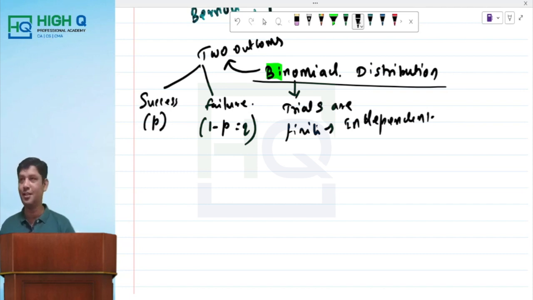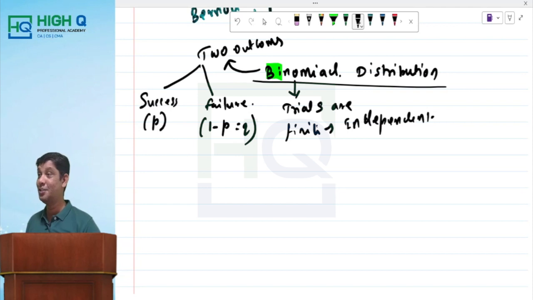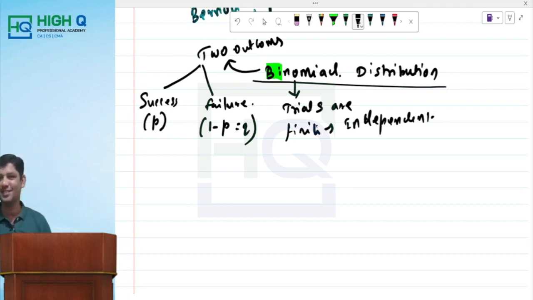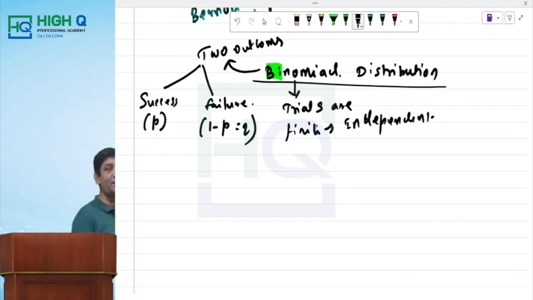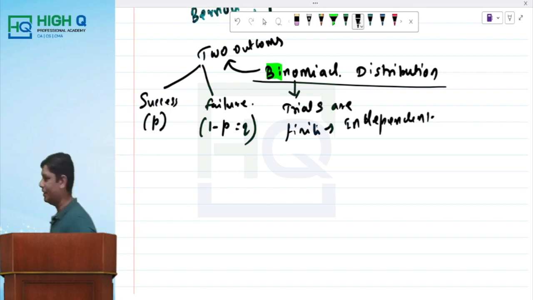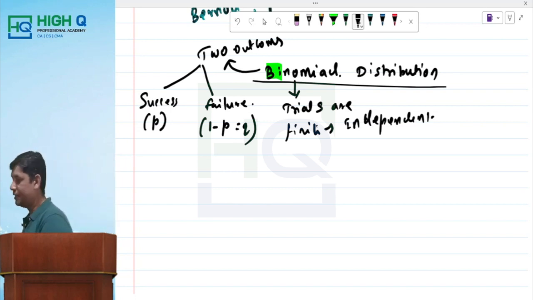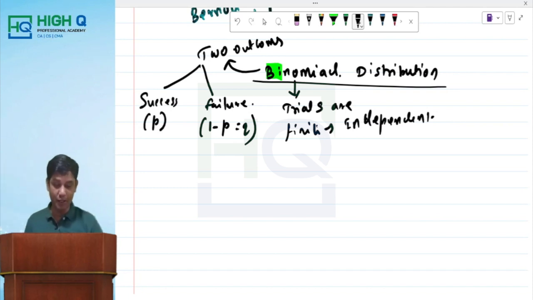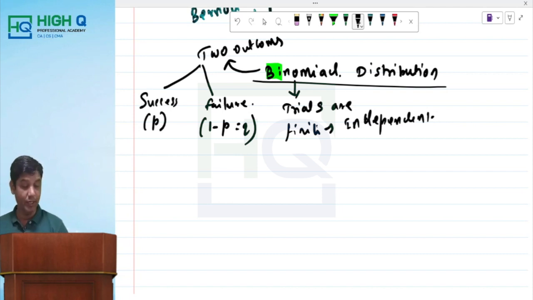Of course you understand. The next question will arise: what if the trials are dependent? Sorry, what if infinite, sir? If the trials are infinite, then what to do? That's what Poisson is for. That is the reason Poisson has come. Is that clear, my dear? Everything is interconnected. So binomial distribution has two outcomes, one is success, the other is failure, and the trials are independent and finite.